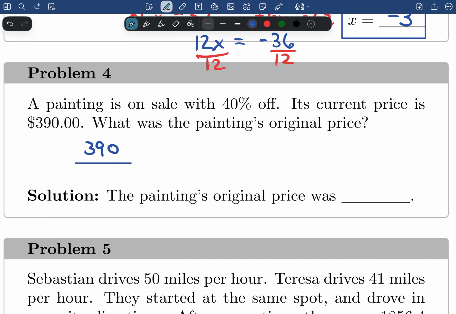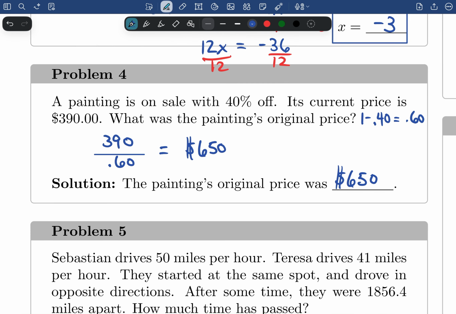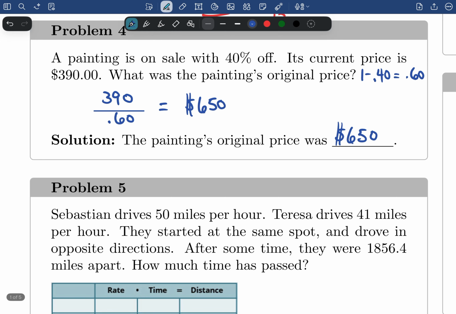Let me help you with that. Like 1 minus, I'll do that over here, 1 minus 40%, which is 0.40, equals 0.60. And that's what I'm going to divide by. I'm dividing by 0.60. So hopping on a calculator, I quickly type 390 divided by 0.6, and I get my answer. The original value was $650 before it went on sale. There you go. So that's the painting's original price. We're ready to move on to problem number 5.